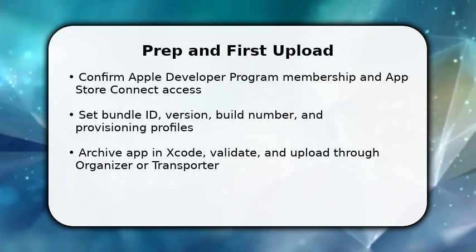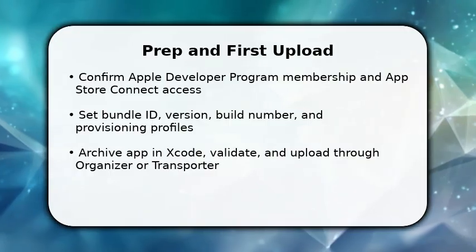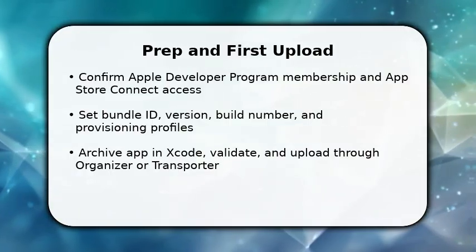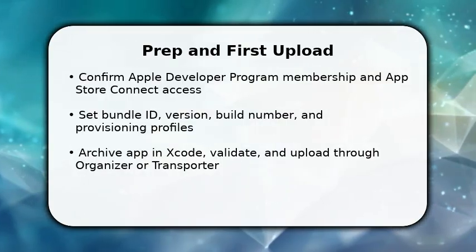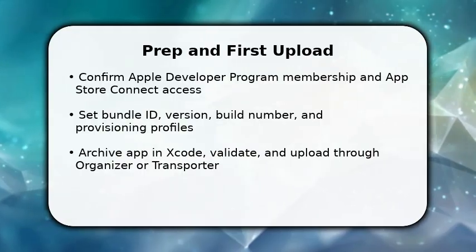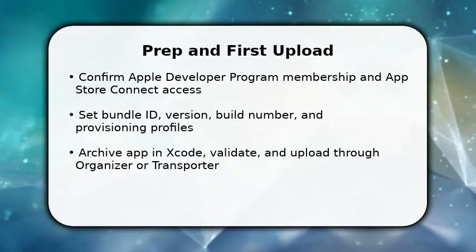You start by confirming developer program membership and that you have App Store Connect access. This avoids permission delays. Next, make sure your bundle ID, version, and build number match App Store Connect, and install the correct provisioning profiles so your build signs cleanly.